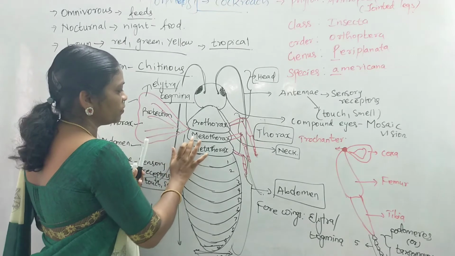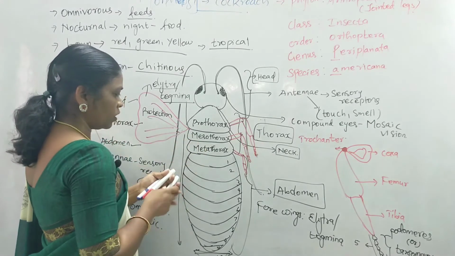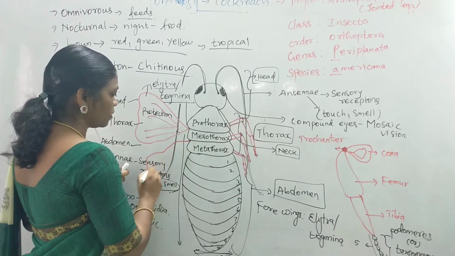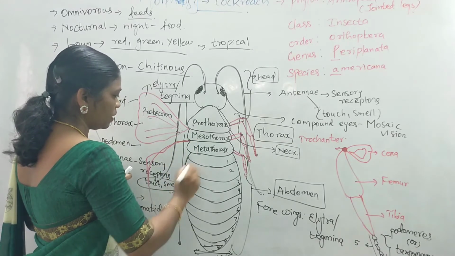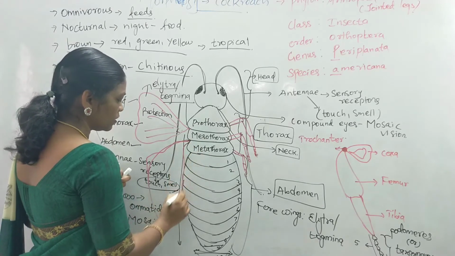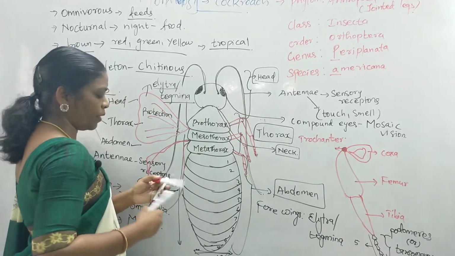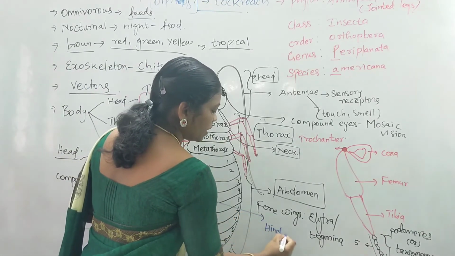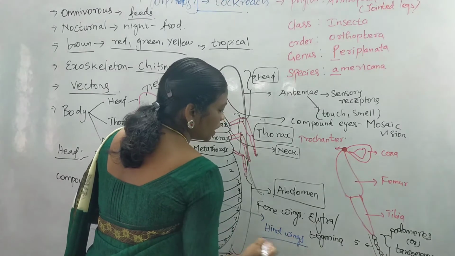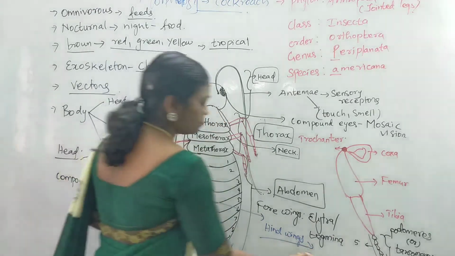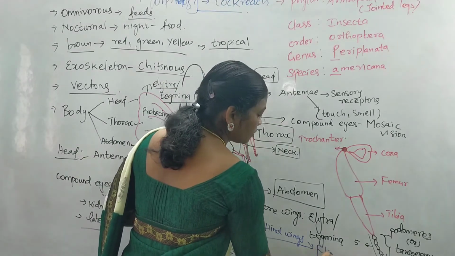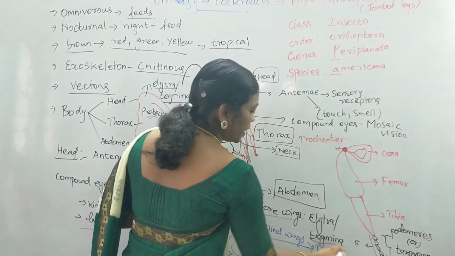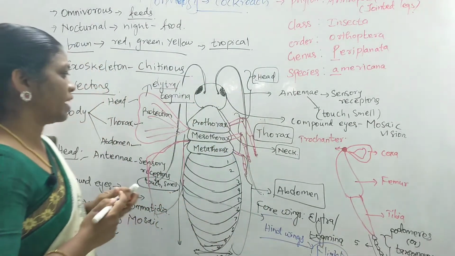The next wings arise from the junction between meso and meta. So you can find one more pair of wings, I'm just drawing it here. The second pair of wings are known as hind wings. These hind wings help in flight. So the forewings help in protection, and the hind wings help in flight in this group of organisms.